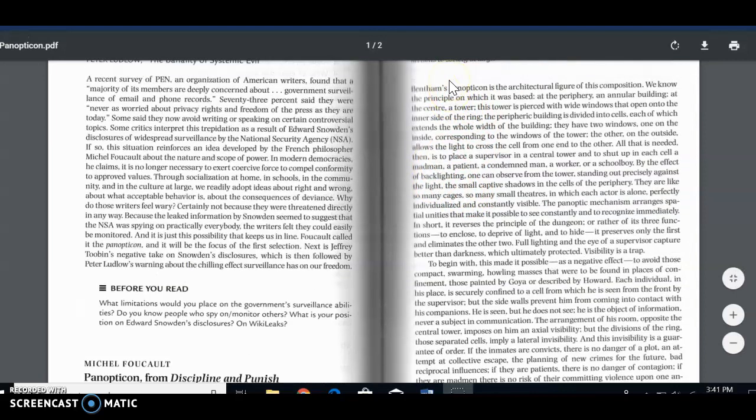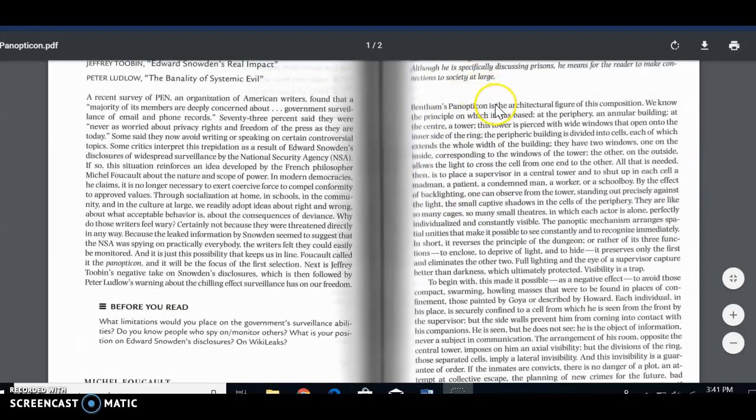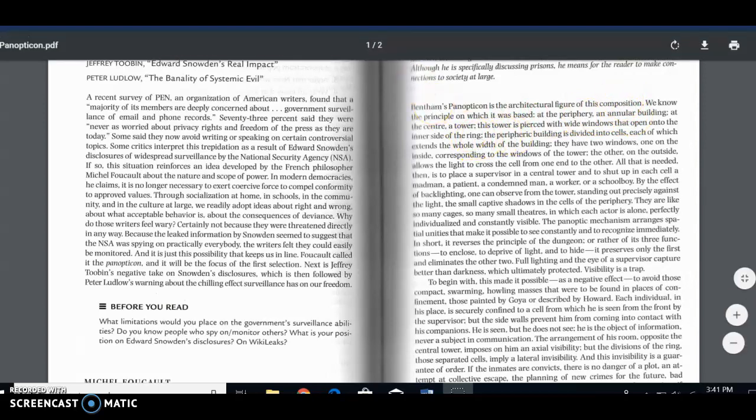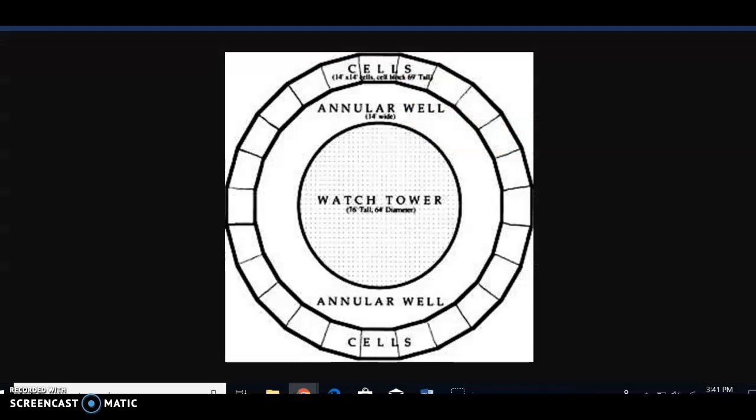Okay, we can start off by thinking Bentham's Panopticon is the architectural figure of this composition. We know the principle on which it was based. At the periphery, an annular building; at the center, a tower. This tower pierced with wide windows that open to the inner side of the ring. Okay, have a handy dandy picture here. You can kind of see what we're seeing here. This is the watchtower. These are the cells, right?